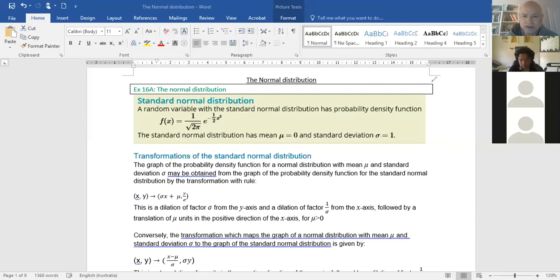Most of it is pretty straightforward, but I'm going to show you a bit of dilation factors with it, or transformations, I should say. Now, we all know that the standard normal distribution has a mean of 0 and a standard deviation of 1, because we're going from our normal probability to this normal distribution. It also has a probability density function given by this rule over here.